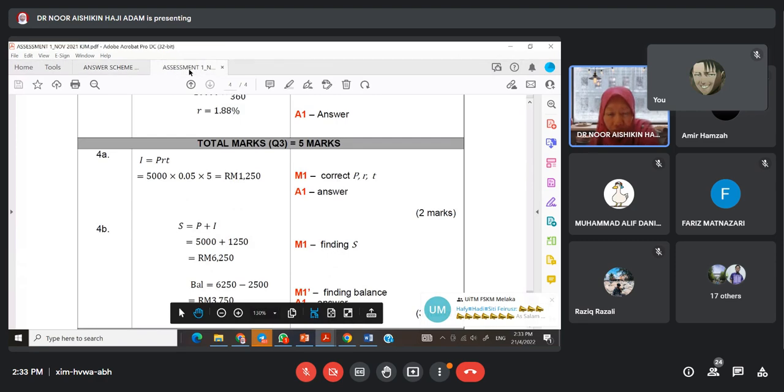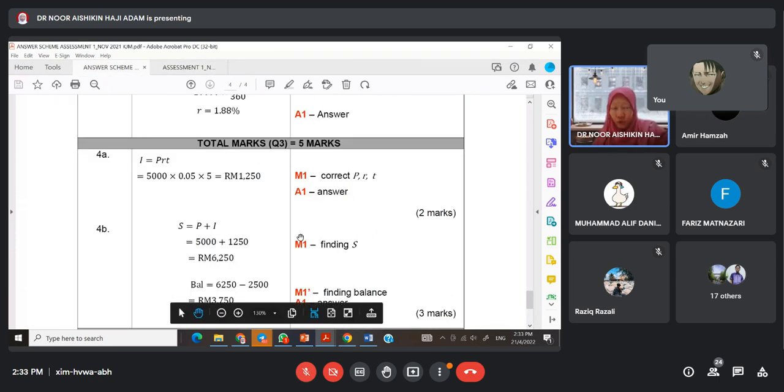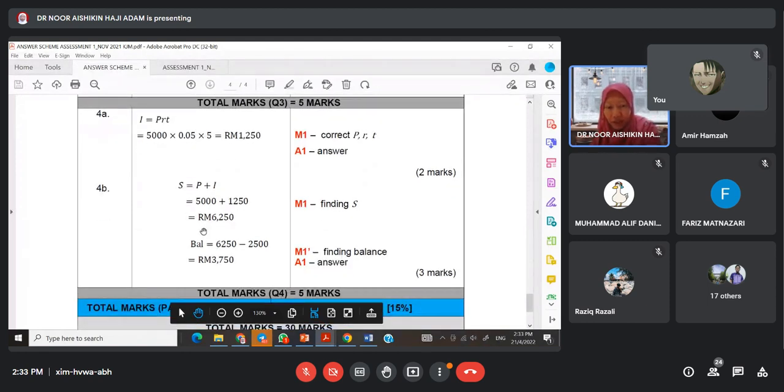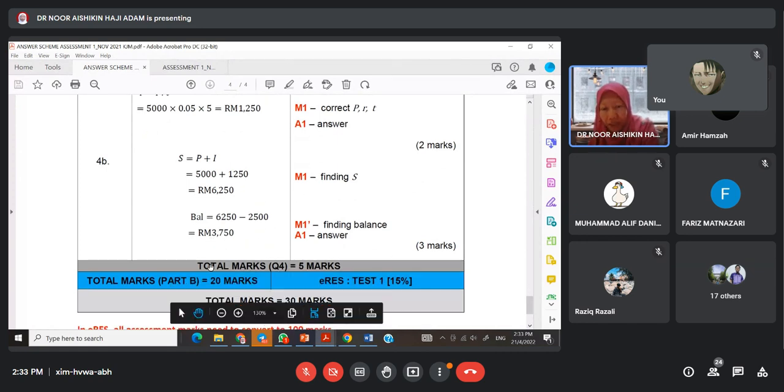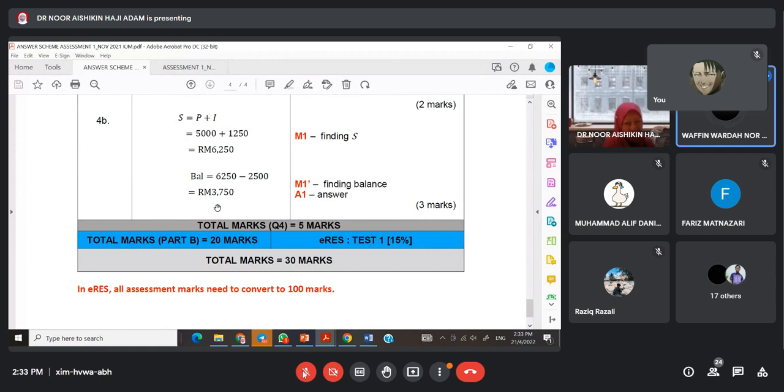4B pula. Ingat cari apa yang 4B? Amran withdraw 2,500 ringgit today. How much will remain in the account? Okay, so dia buat keluar 2,500 tau. Kira dulu S, dan bawa keluar yang 2500 tu, and the balance is the answer. Do you get that? 3750? Dapat.